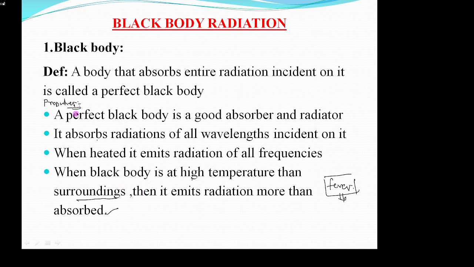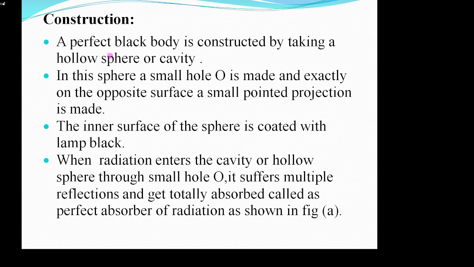So these are the properties of a black body. What is a black body? It is a perfect absorber and radiator. Next, it can absorb entire radiations incident on it and it can emit entire radiations, but when it is heated. Next, a black body can emit more than absorbed when the temperature of the black body is more than its surroundings. Next, we'll see about construction. How to construct a black body.